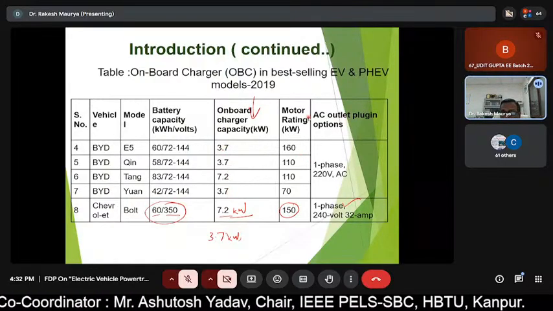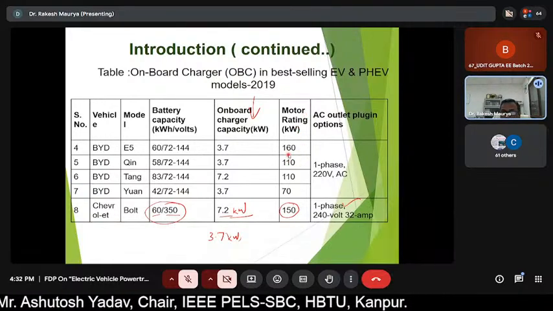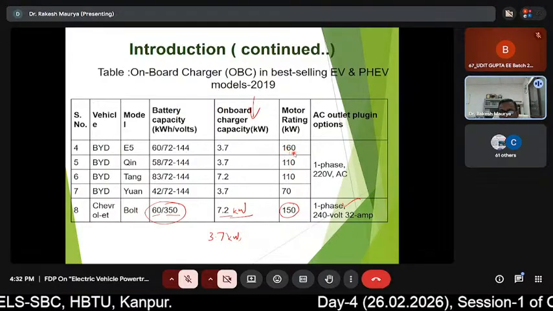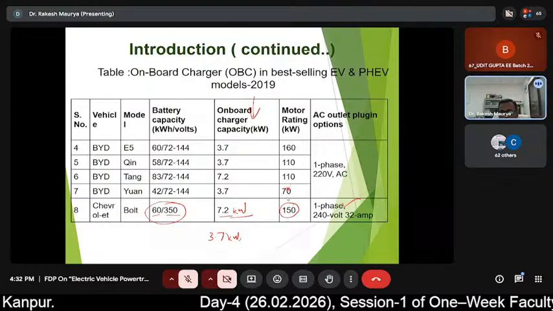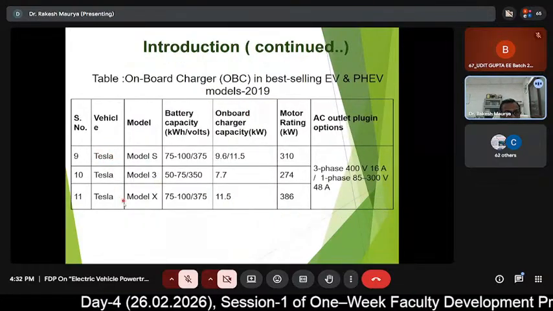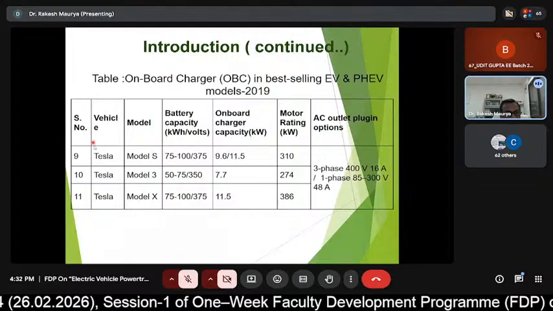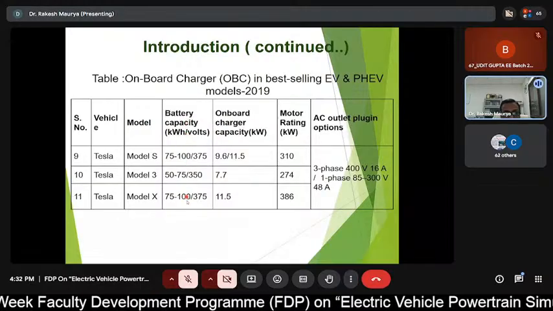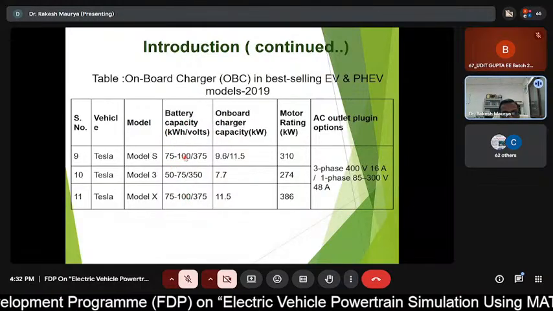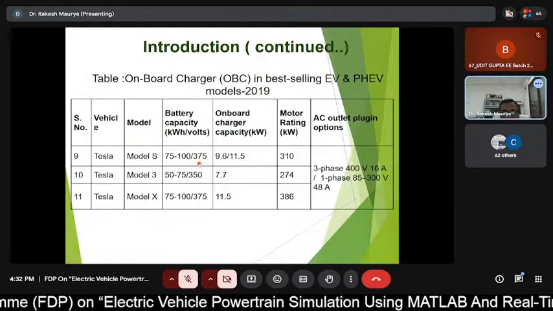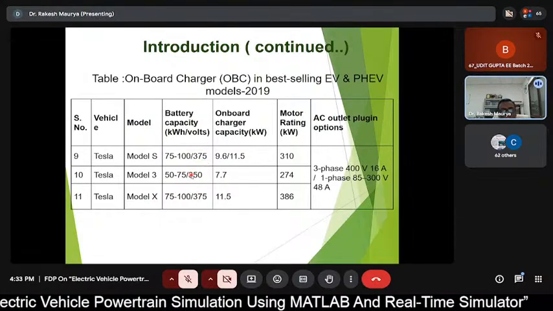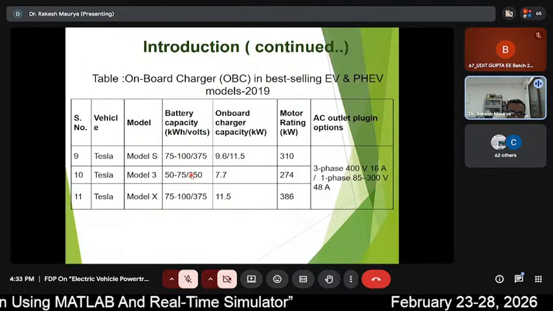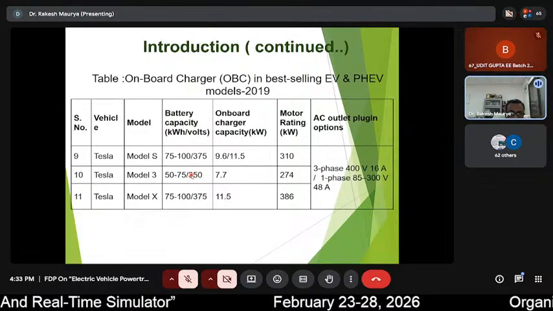And motor rating, if you want to see, in some cases it is less, but in most cases it is over 100 kilowatts, like 160, 110, 70. Similarly, some Tesla models, if you look at serial numbers 9 to 11, they are Tesla vehicles, and their battery capacities vary from 75 to 100 kilowatt with voltage of 370, 350. So this is a rough idea of what type of battery size is being used in the vehicle.